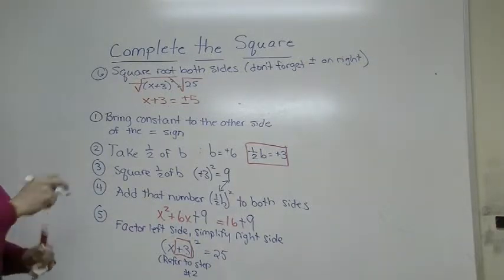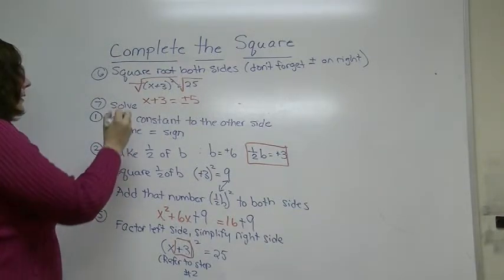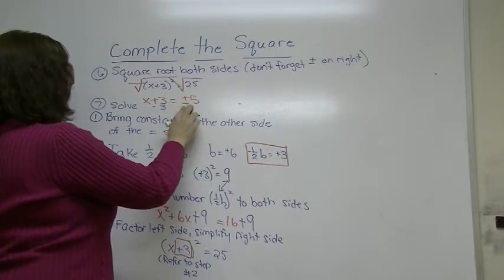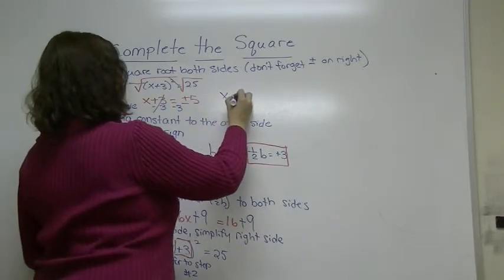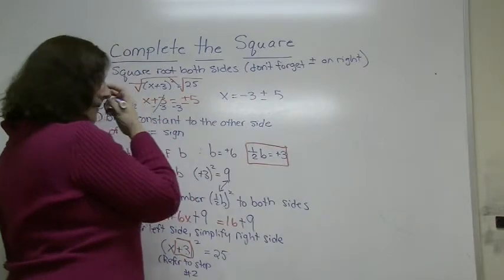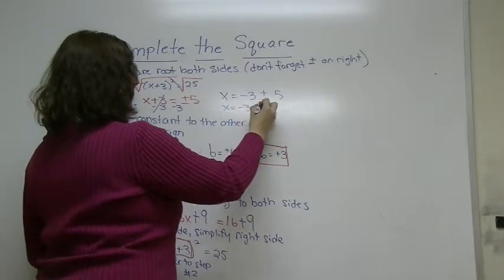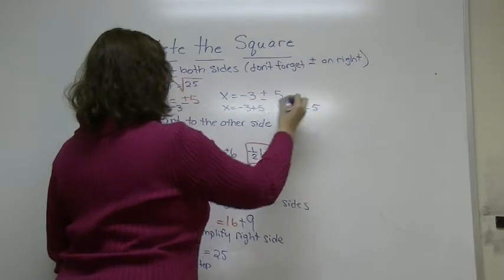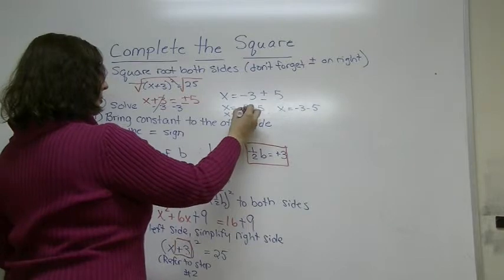Now, step 7, solve. So to solve, we're going to subtract 3 from both sides, using our inverse. So we have x equals negative 3 plus or minus 5. That breaks down into 2 separate equations. x equals negative 3 plus 5, and x equals negative 3 minus 5. Negative 3 plus 5 is equal to 2.